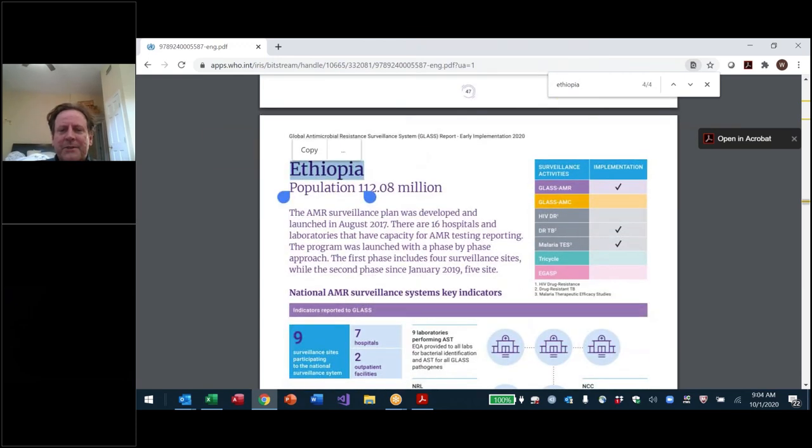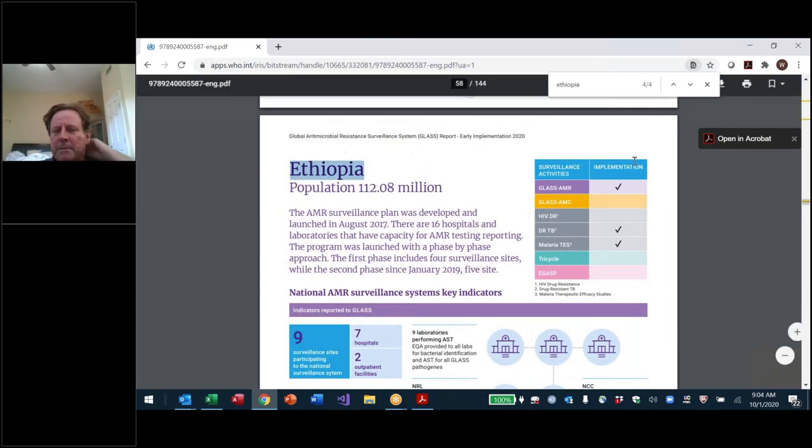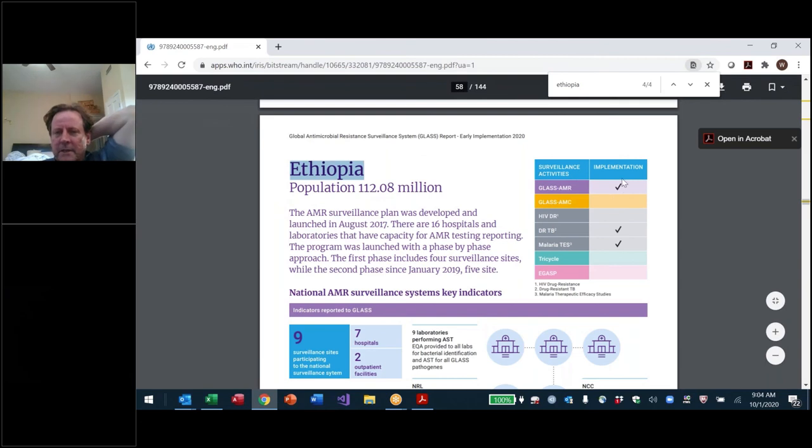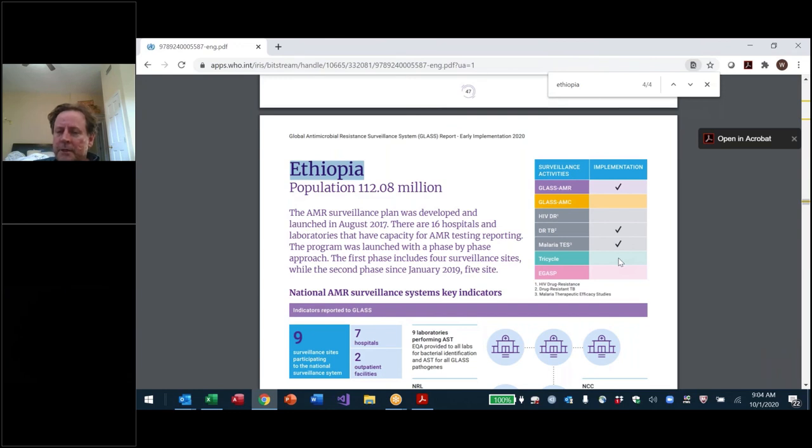Ethiopia, population 112 million. You are implementing antibiotic resistance. You are not yet implementing these new ones of antimicrobial consumption. HIV, TB, yes, malaria, yes. Price cycle is the environmental one for sewage and water samples. EGASP is for gonorrhea. You have 9 surveillance sites. I hope this information is correct. Somebody from Ethiopia reported it.